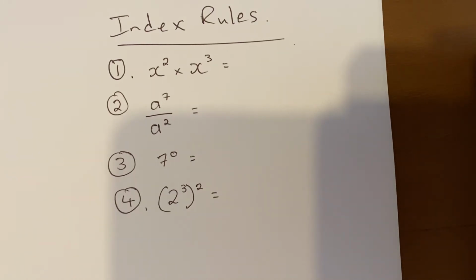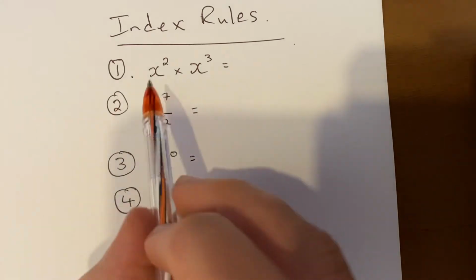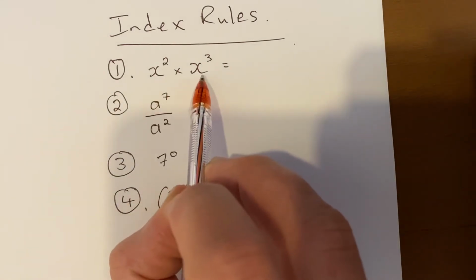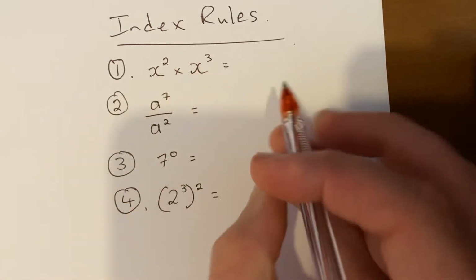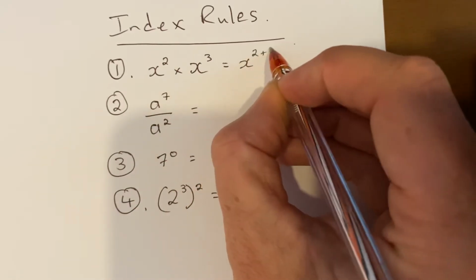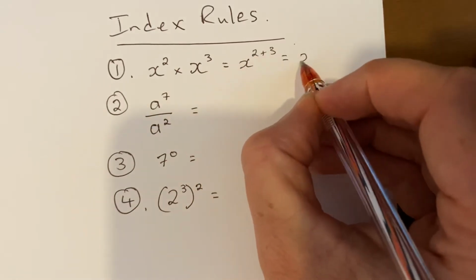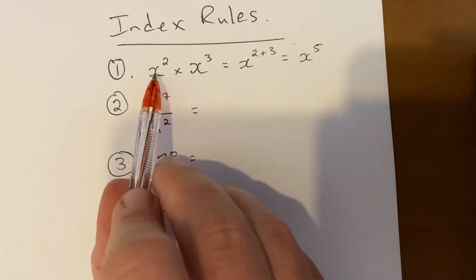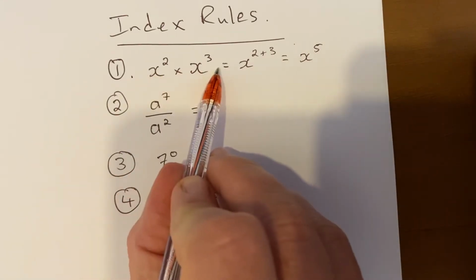Okay, welcome to this lesson on index rules and their use in combined operations. The four index rules we're looking at, first, is the multiplication rule. If you multiply two indices, 2 to the power of 3 multiplied by 2 to the power of 2, or x to the power of 2 plus 3 in this case, add the powers: x to the power of 5, because it's x multiplied by itself 5 times.